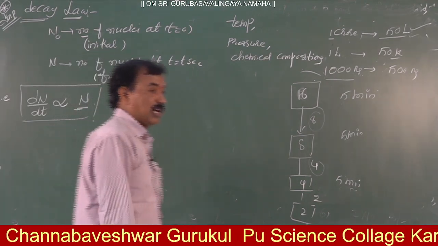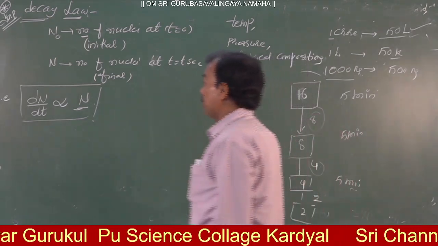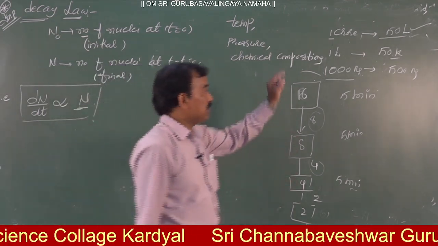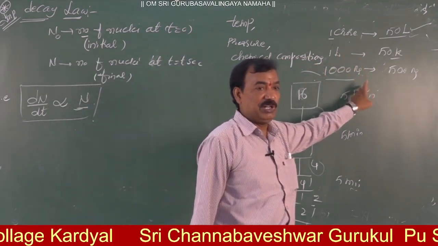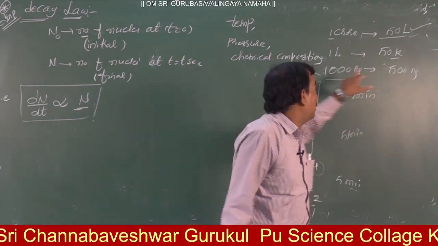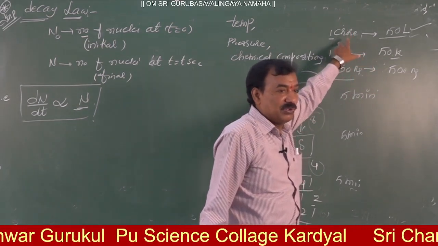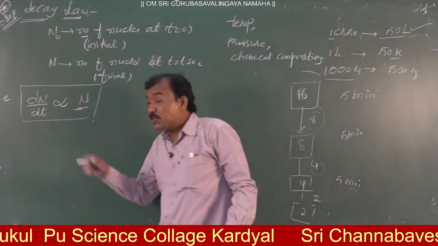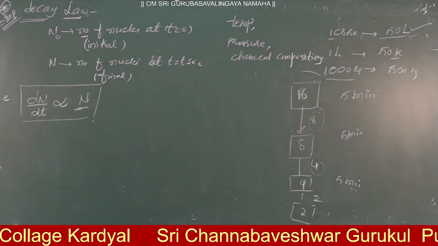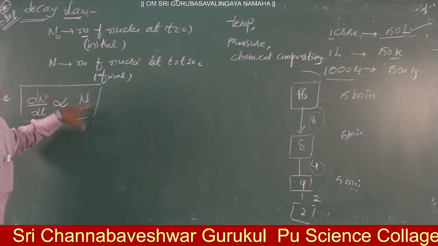So this is the statement: dN by dt is proportional to capital N. The statement is the same as in our example, where the donation amount is directly proportional to the initial amount. 50 lakhs is more, 500 is more, compared to 1000 rupees. Same here: the rate of disintegration of the nuclei is directly proportional to the number of nuclei present at that instant.